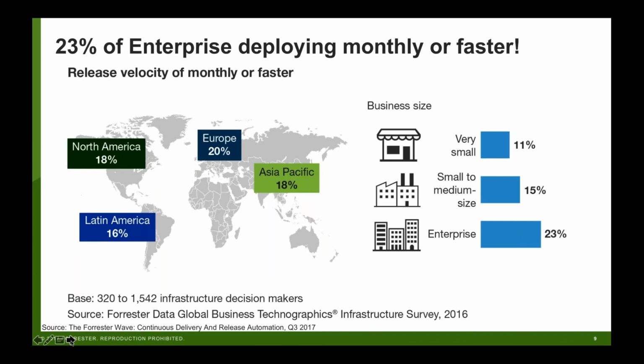And that cadence is very accepted with organizations. You can see here that about 20% of organizations globally now, depending on your business type, it varies a little bit, are actually delivering monthly and deploying monthly. So we are getting there, and that's a good thing.